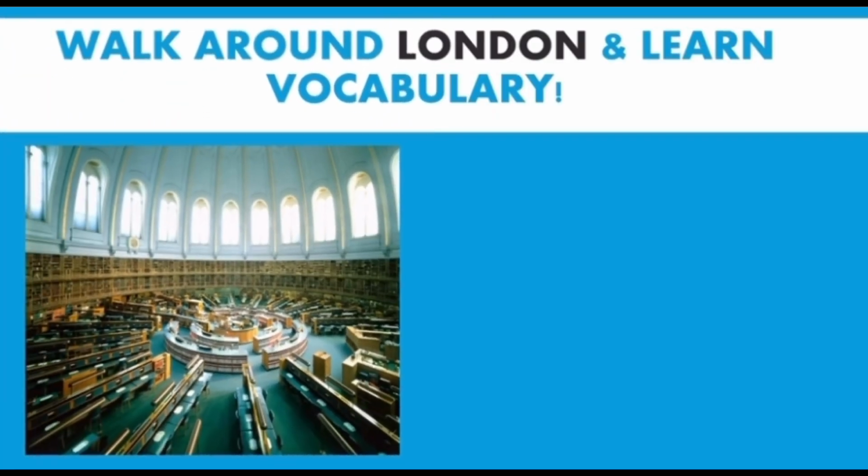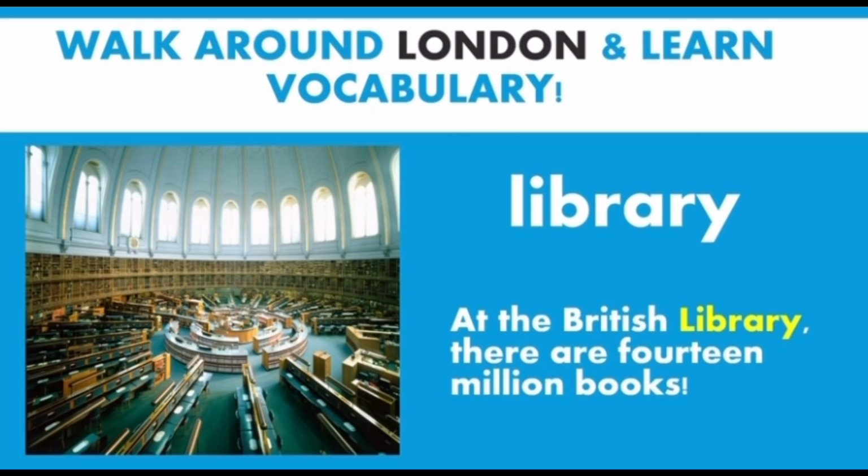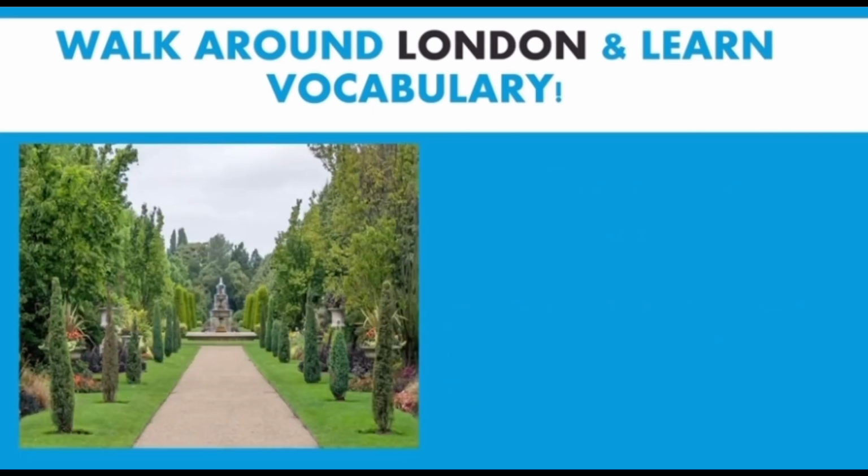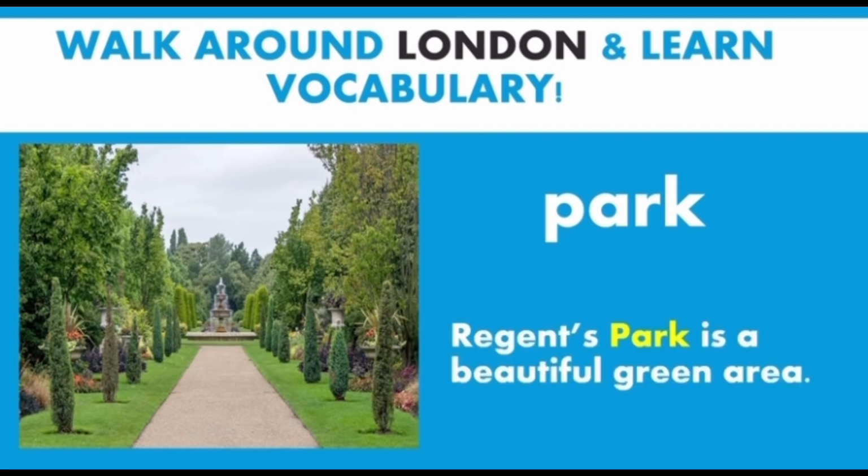Together, you read after me. The first one, library. At the British Library, there are 14 million books. Second, park. Regent's Park is a beautiful green area.